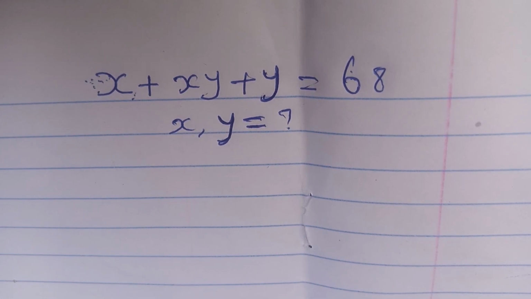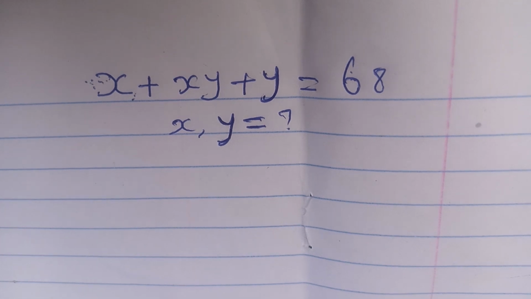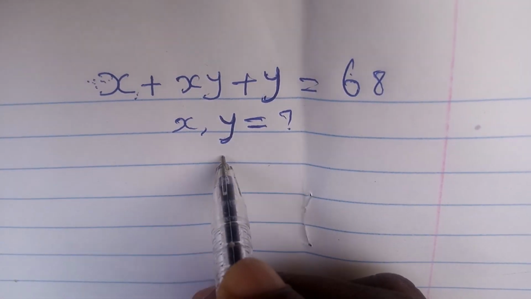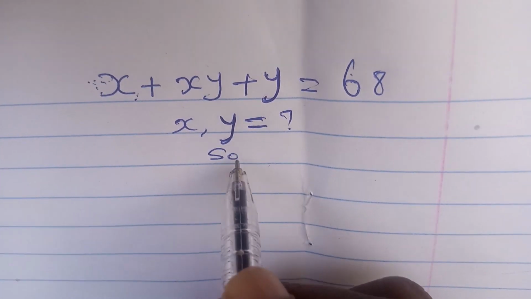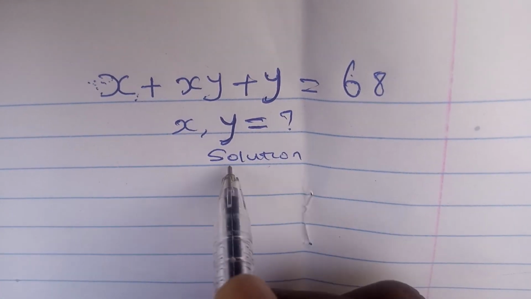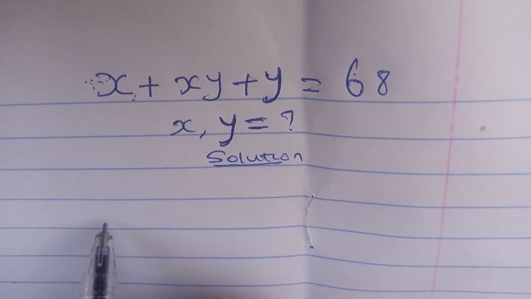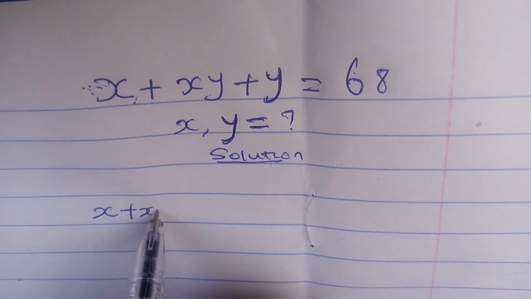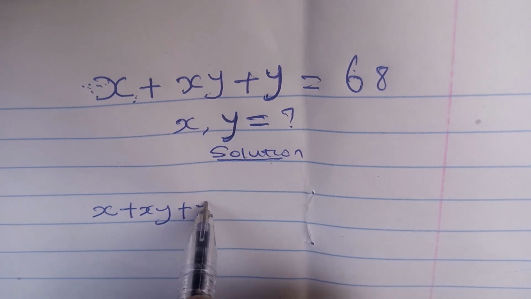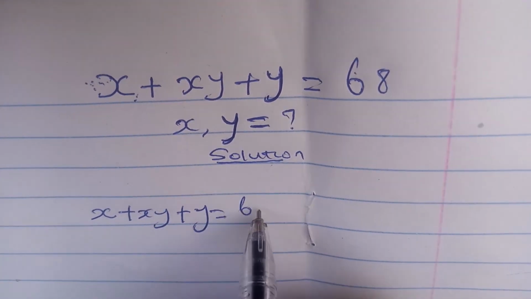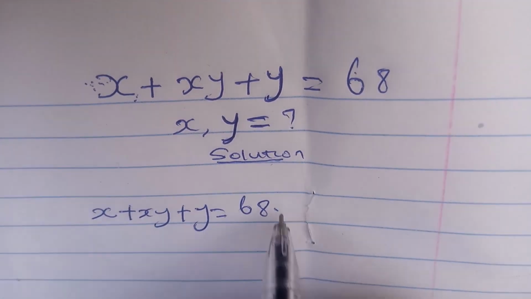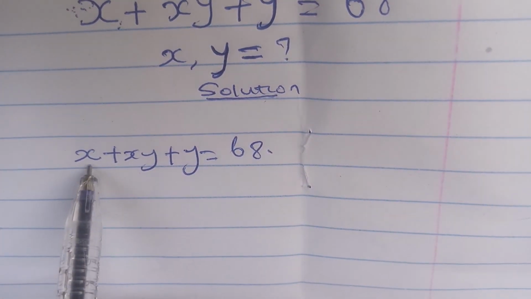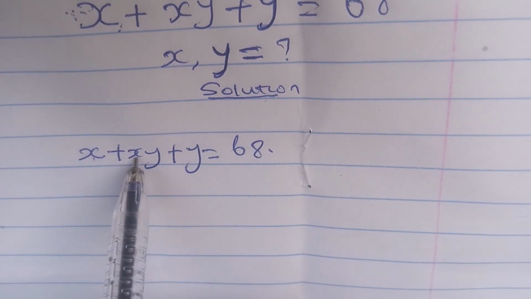So let's see how we can solve this single equation looking for two variables. Solution. Write down the question, which is x plus xy plus y is equal to 68. Having this, we can see that we have x here and xy here.